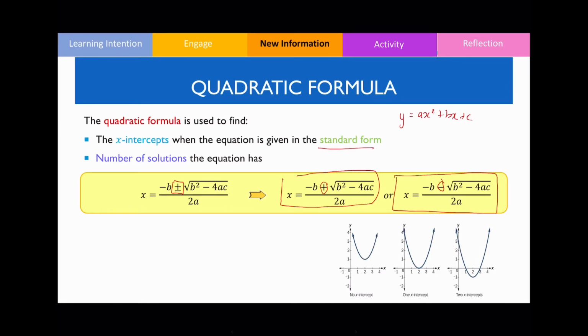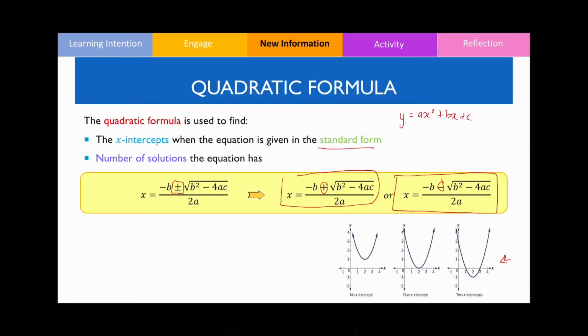Now you might be thinking, why are there two different versions? Pretty much the answer is that for a parabola, the maximum number of x-intercepts is going to be 2. That's the reason why we need two formulas, to take into consideration the fact that you might have two x-intercepts as shown down below here.